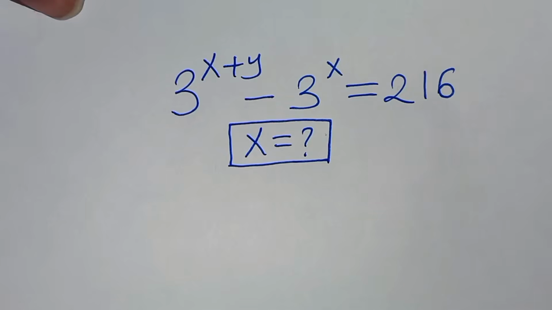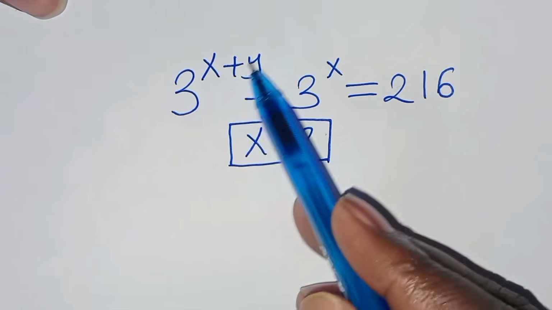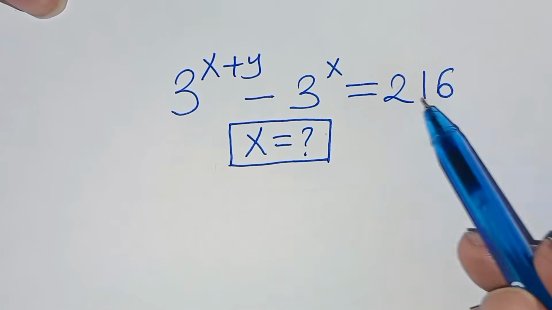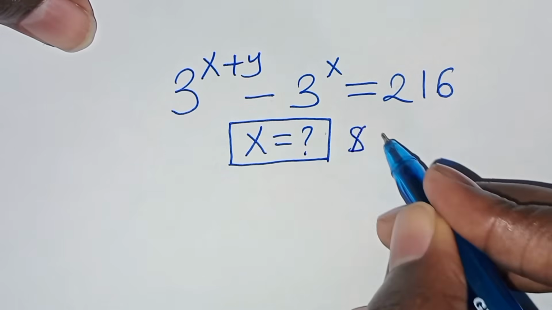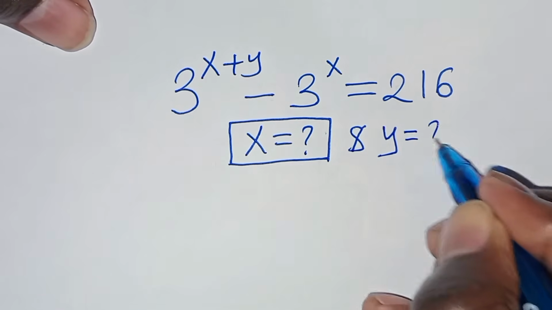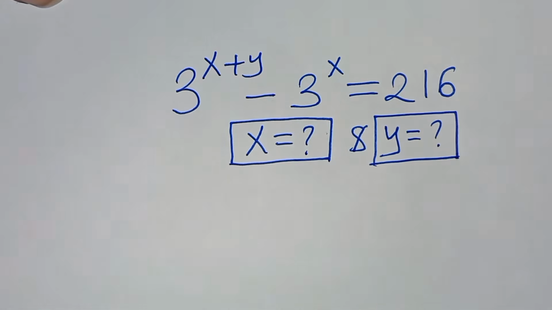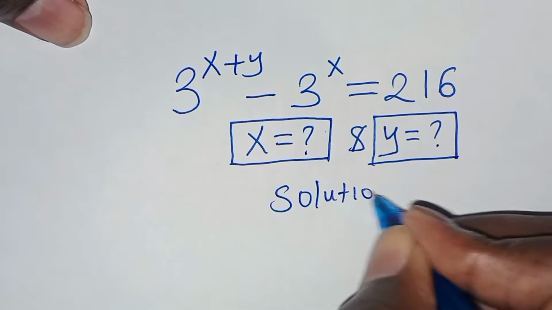Hello everyone, you're welcome to solve this nice algebra problem, which is 3 to power x plus y minus 3 to power x. This is equal to 216. So, what is the value of x and what is the value of y? So, let's provide a solution here.